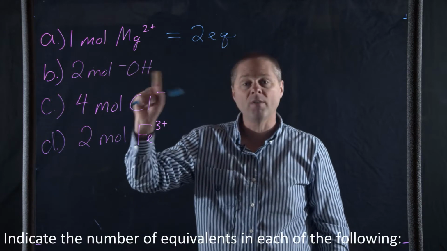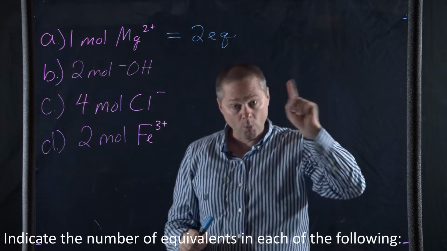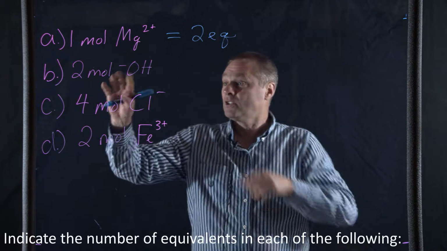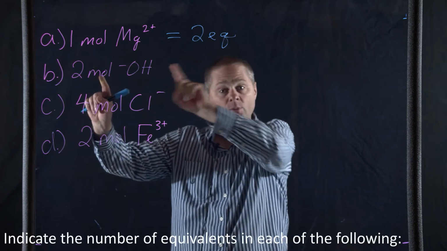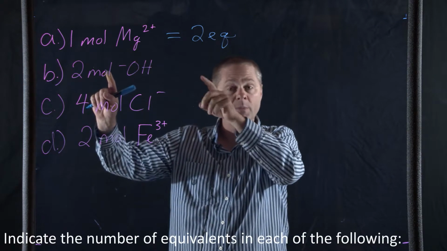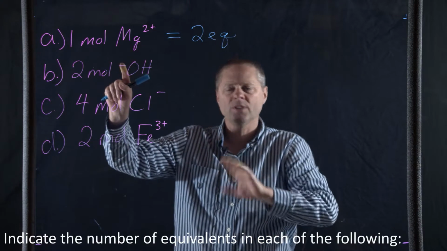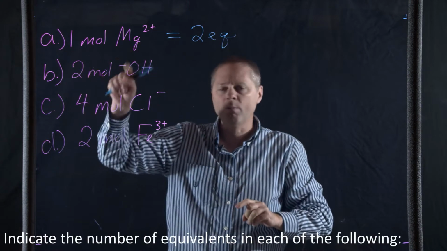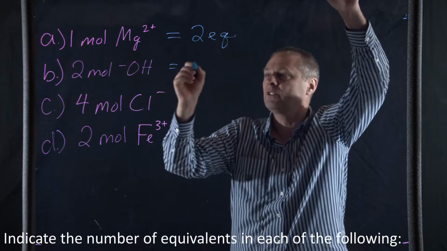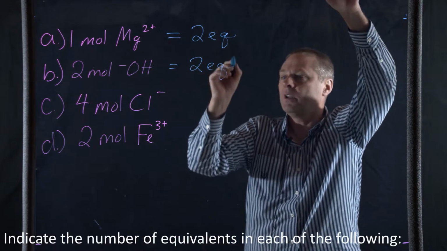For part B, we have hydroxides. Now each mole of the hydroxide is going to contribute 1 equivalence. All right. So for each mole of the hydroxide, 1 equivalence of charge is going to be represented. It doesn't matter whether it's plus or minus, but if we happen to have 2 moles of hydroxides, then this is going to be equal to 2 equivalents.